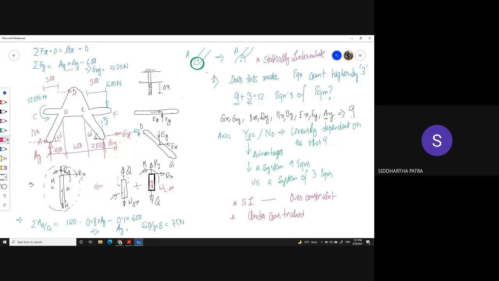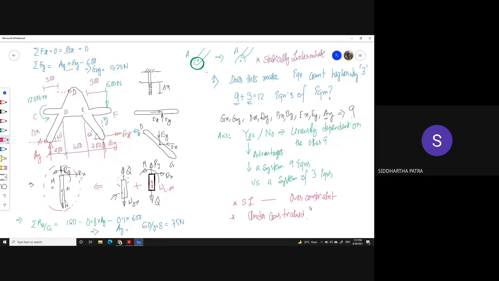So if G was a roller support in association with A, which is also a roller support, that horizontal force cannot be supported. That would mean this structure cannot be in equilibrium in the presence of a horizontally applied external force, which would make the structure under constraint. It is not constrained enough to be in equilibrium. So under constraint is just the opposite situation of over constraint.